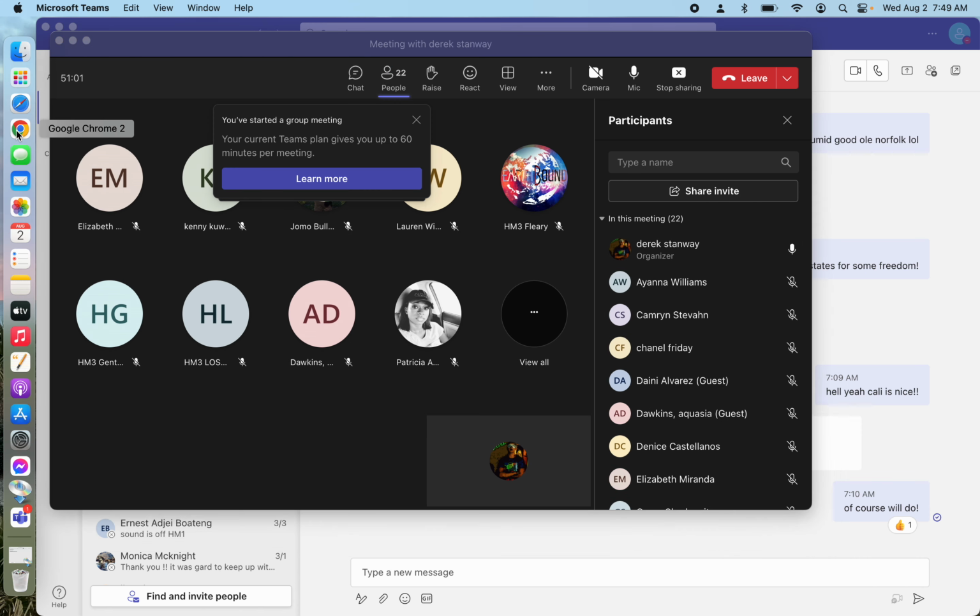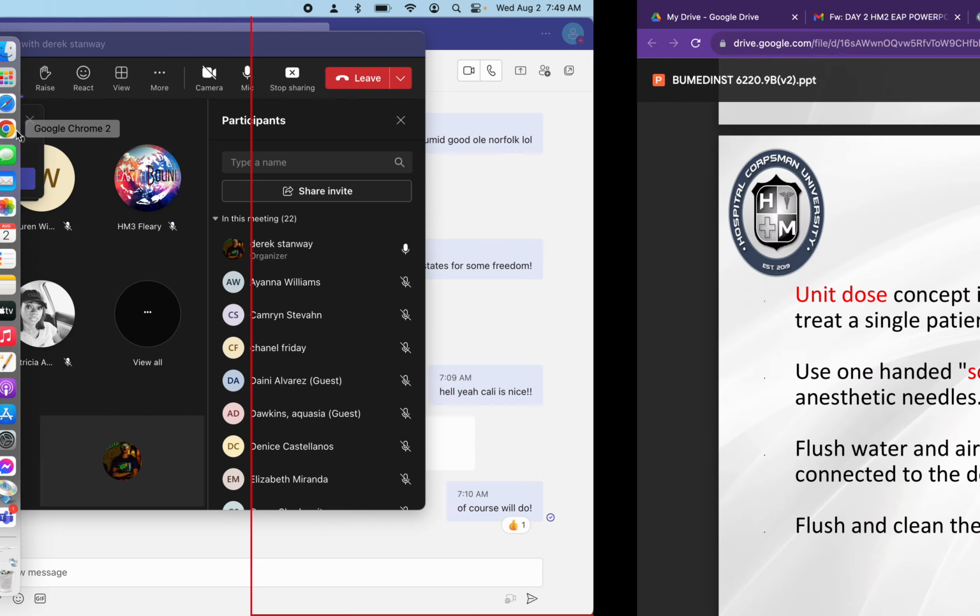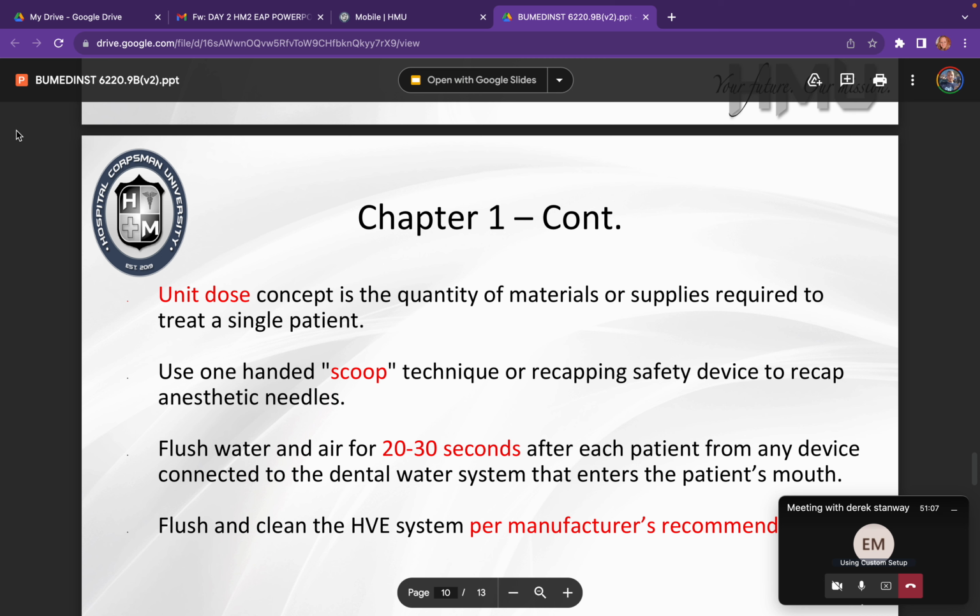All right, unit dose. We know what unit dose is, I hope. So unit dose concepts, quantity of material supplies required to treat a single patient. You will know what unit dose is when you're prepping for Joint Commission, if you have not already, right? All your unit dose items have to be labeled inside your drawers, so when Joint Commission comes through, they're able to see that and see you're not keeping anything over that in your drawers.